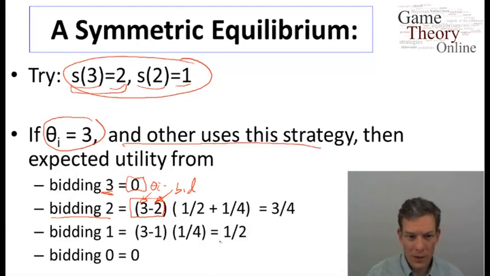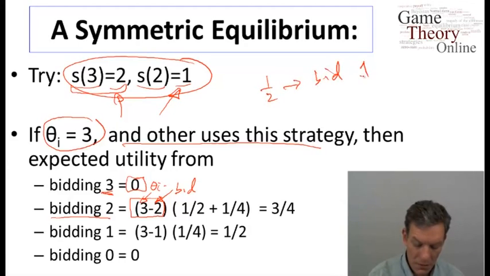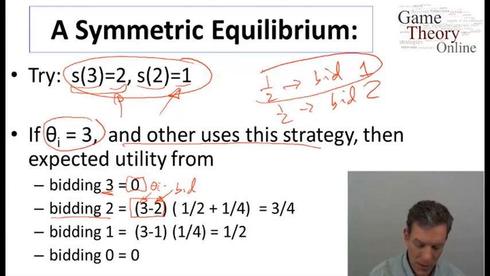What's the probability that I win? Well, there's a 50-50 chance that the other person is a low type or a high type. If they're bidding according to this function, there's a half probability that they're going to bid 1 and a half probability that they bid 2. So if I'm bidding 2, there's a 1/2 probability that I win outright.